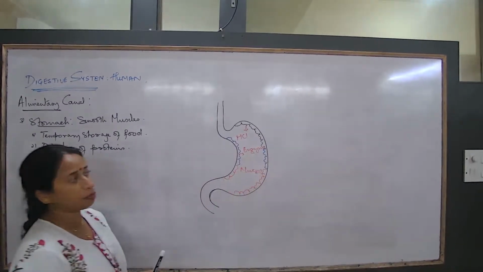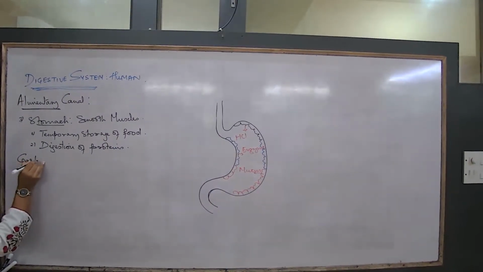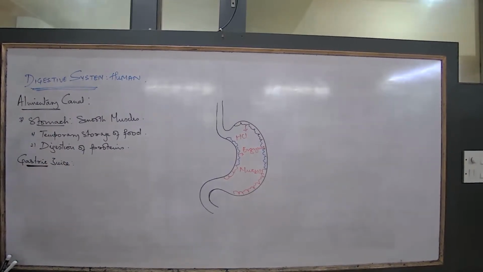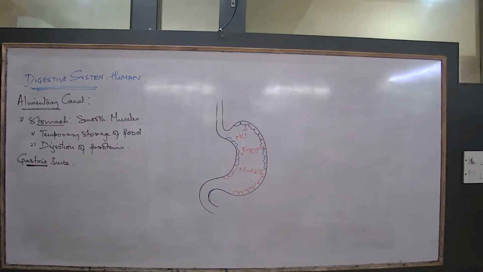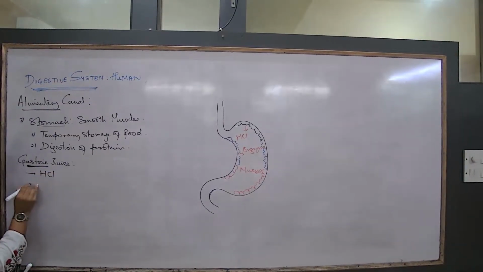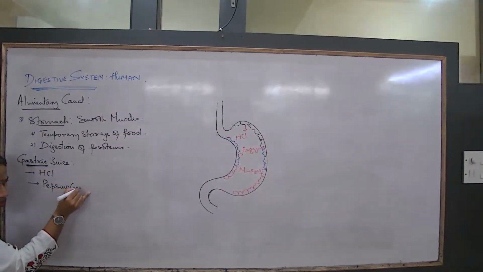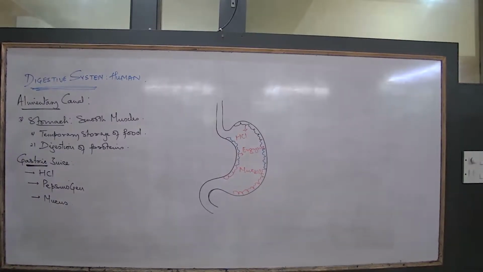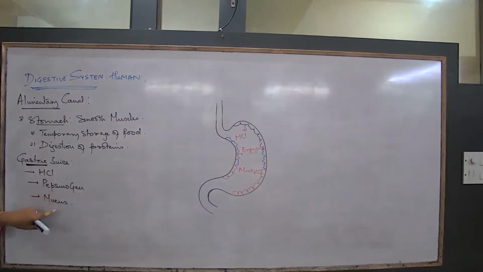Talking about what is released inside the stomach, the stomach produces the gastric juice. The word gastric always refers to the stomach. What does the stomach produce? The stomach produces gastric juice. What is its composition? The composition of the gastric juice is hydrochloric acid, an enzyme known as pepsinogen, and mucus. So what is the composition of the gastric juice? Three major components: hydrochloric acid, pepsinogen, and mucus.